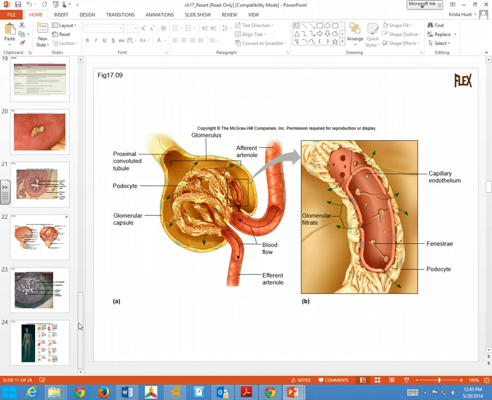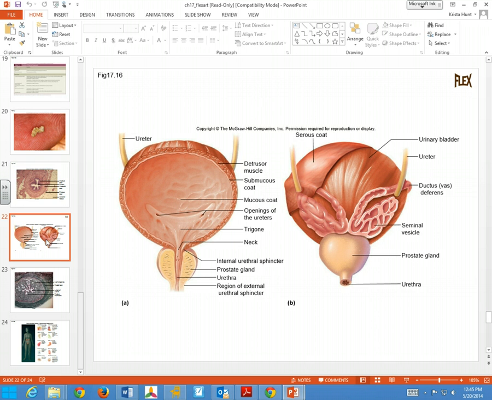I want to show you the bladder. This is in your chapter here. Where was the bladder at? There we go. Page 483. So this is obviously a male bladder, right? How do I know it's a male bladder? Because it has that prostate, right? Females don't have prostates. Well, they have a little gland, but it's not in the same spot.